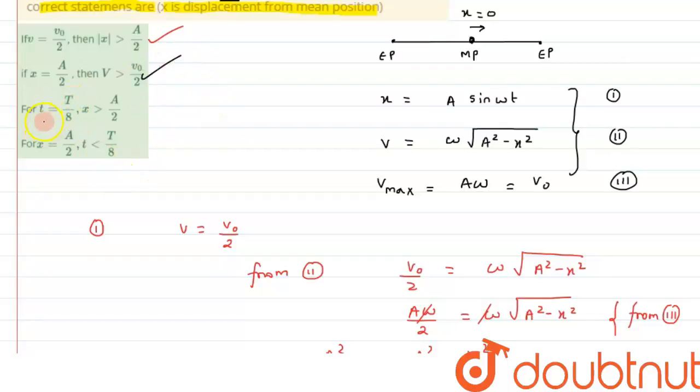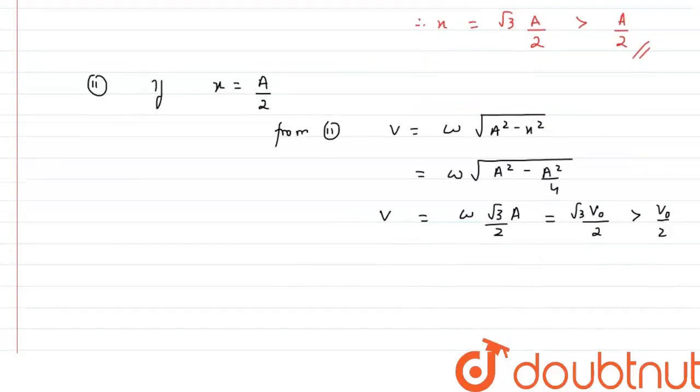Now we have to check for the third part, that is for t equals to T by 8. We need to check the displacement. So for the third part we are taking t is equal to T by 8.